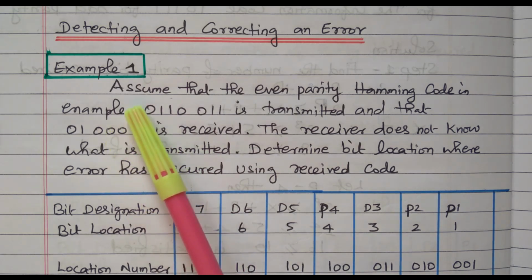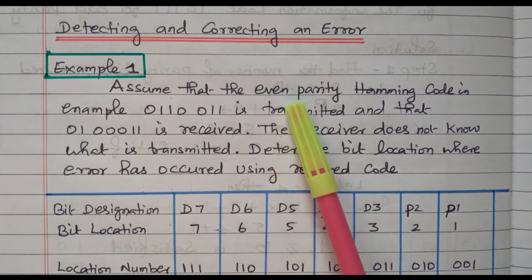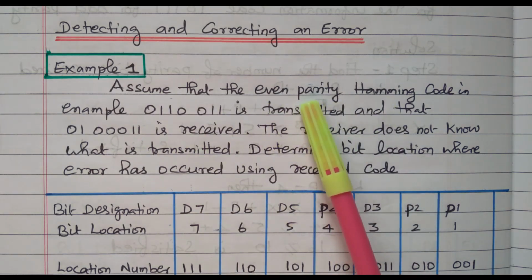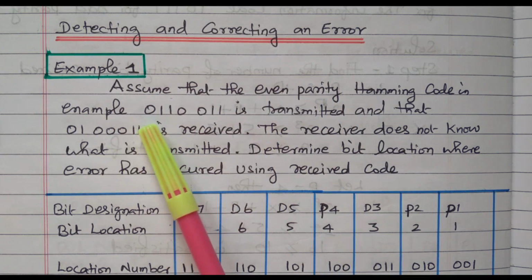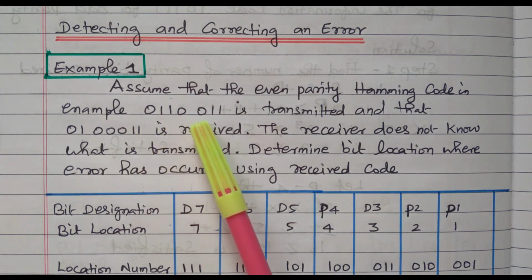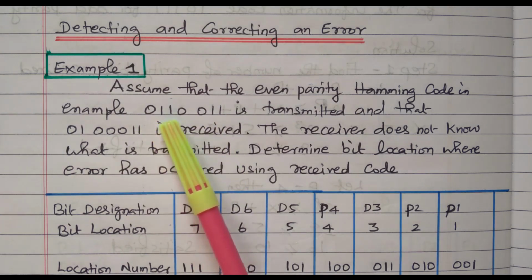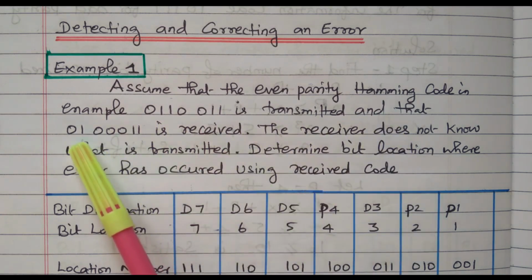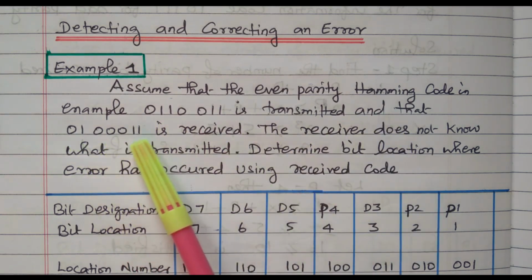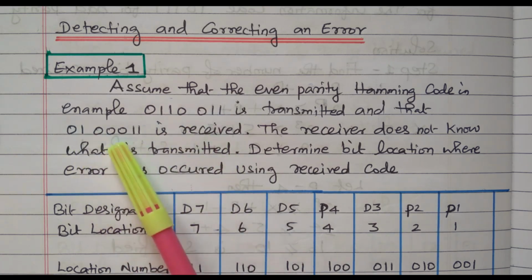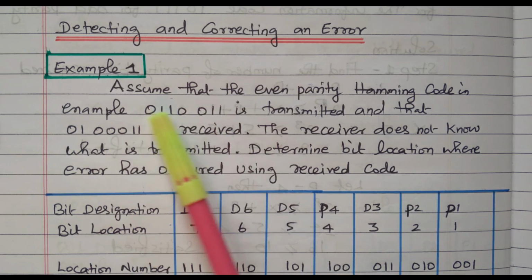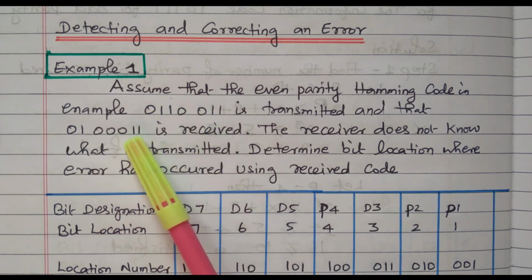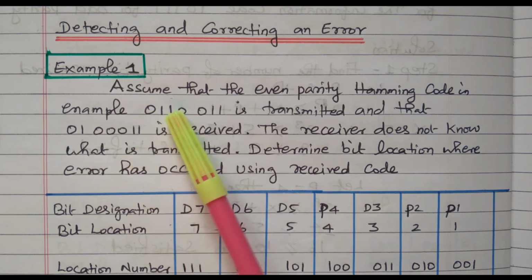We'll see the problem. Assume the even parity Hamming code, so we are using even parity. The example is 0 1 1 0 0 1 1. The Hamming code 0 1 1 1 0 0 1 1 is transmitted, and 0 1 0 0 0 1 1 is received, right? This is the received code, this is the transmitted code. The answer is also given, and we will verify the answer also.